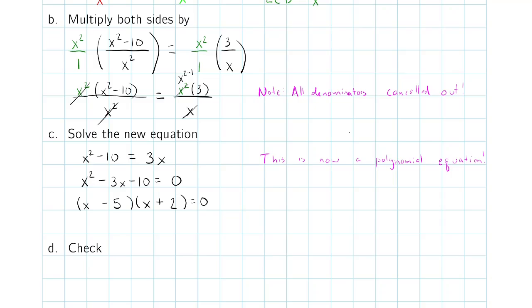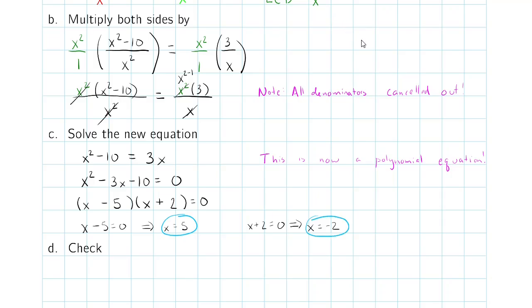Okay, so that product is 0. One of the factors has to be 0. Either x minus 5 is 0, which gives me a solution x equals 5, or x plus 2 equals 0, which gives me a solution x equals negative 2. I claim that these two are the solutions to my original equation.